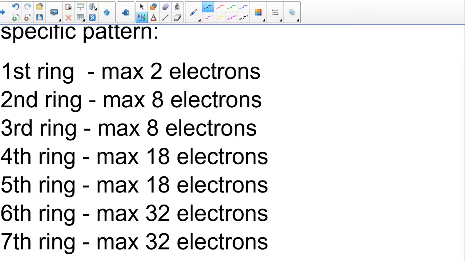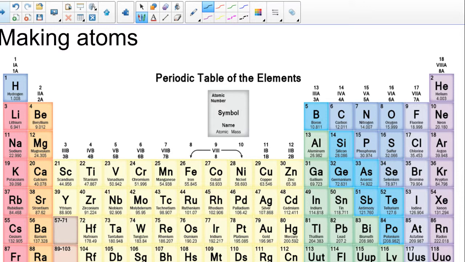In the first ring, you're allowed 2. In the second ring, 8. Third ring, 8. And then it goes farther and farther with 18 on each, 32 on each, etc. But for the most part, we're just going to use the first 5 rings. So again, making atoms. Now we're going to look at making the atom based off the information that we're given, i.e. the atomic number and the atomic mass.